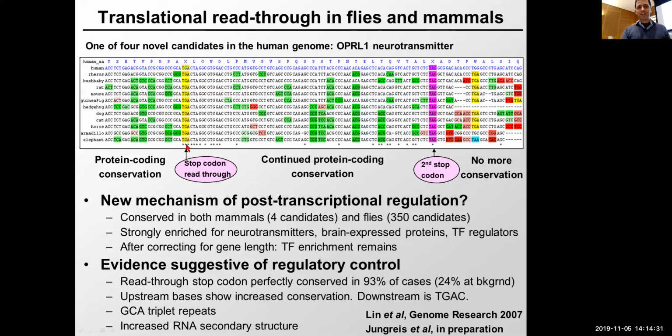So what's going on? We basically found that there's about 300 genes in the fly genome that appear to be ignoring their stop codons and be perfectly well conserved thereafter. These are deeply conserved stop codons, and yet they're simply ignored.